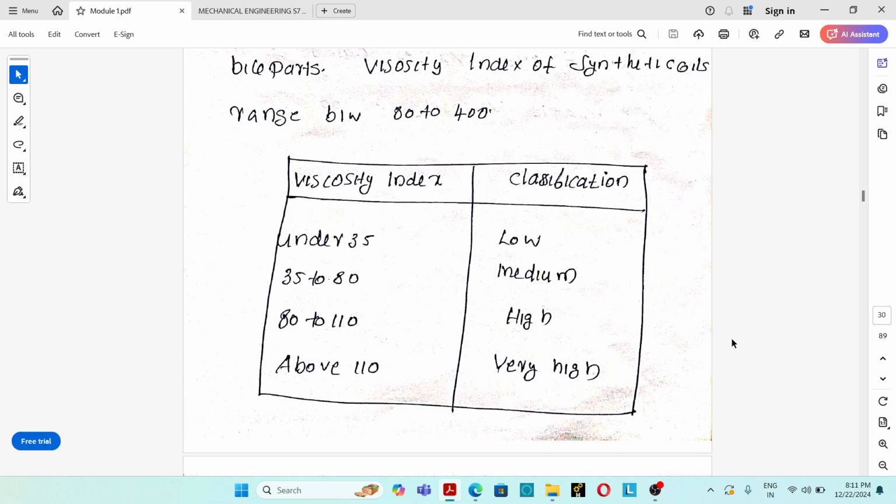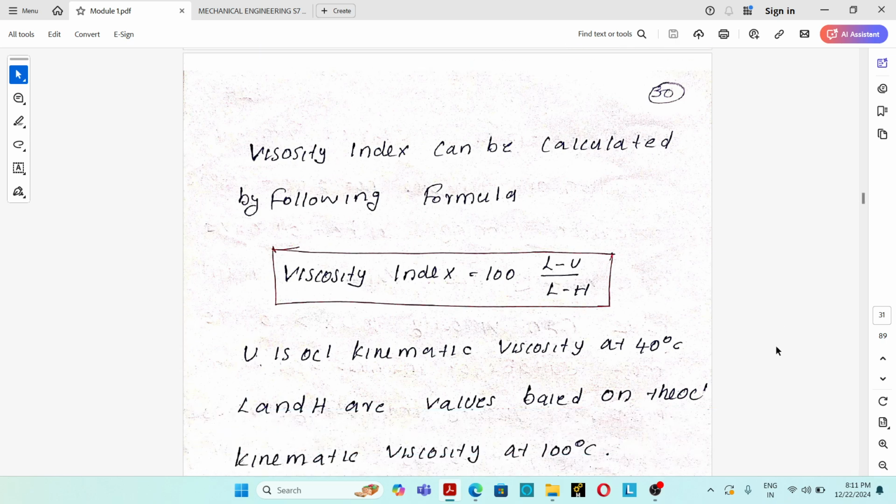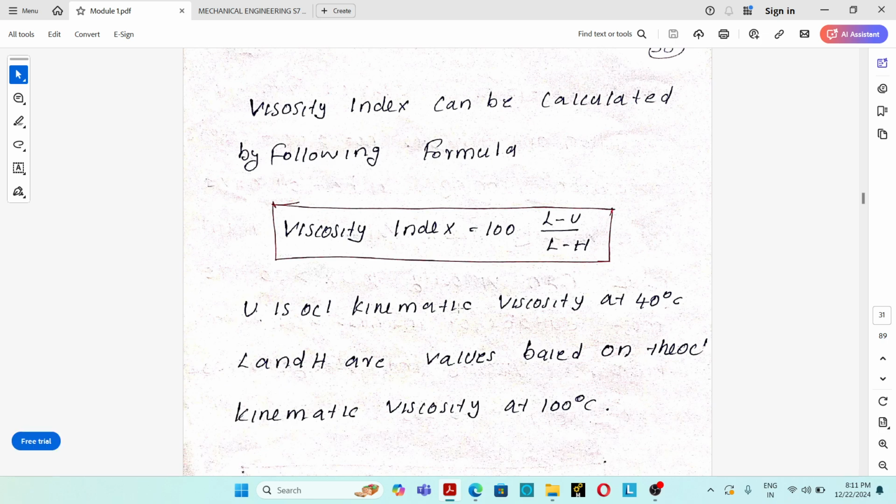So we have a chart, viscosity index classification. If the viscosity index is under 35, low; 35 to 80, medium; 80 to 110, high; above 110, very high. Then what's the equation for calculating viscosity index? Viscosity index can be calculated by the following formula. Viscosity index is equal to 100 into L minus U divided by L minus H. U is oil kinematic viscosity at 40 degrees Celsius. L and H are values based on the oil kinematic viscosity at 100 degrees Celsius.